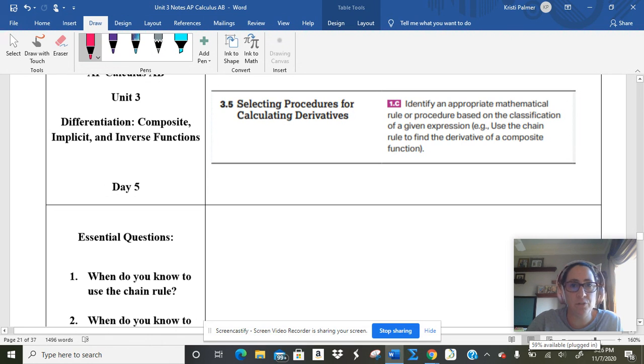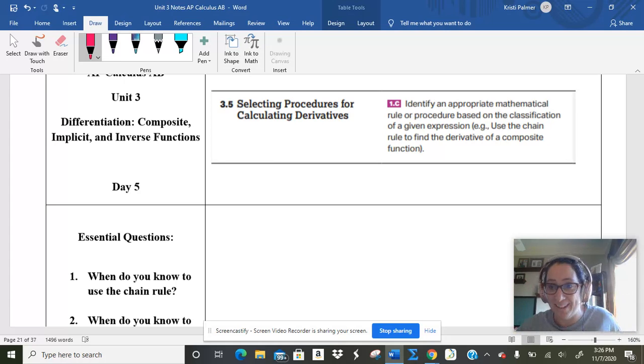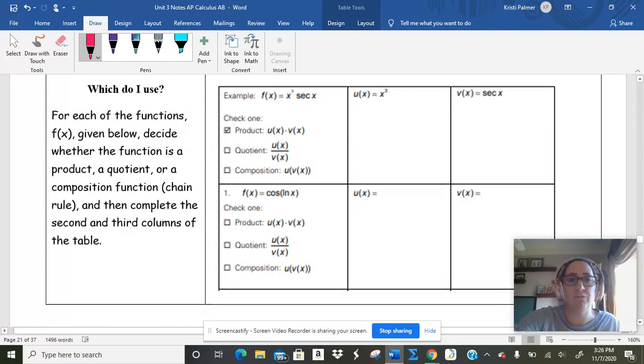Day 5 is just really going to be reviewing all of the different rules that we have learned now for all the derivatives. And so you've got them all down, hopefully. So we are going to just practice selecting the different rules. So here, basically, I love this little table. It's just kind of saying, hey, what are we doing?